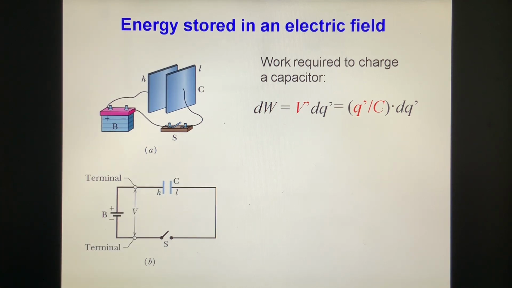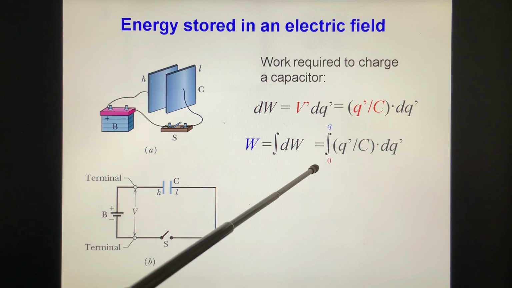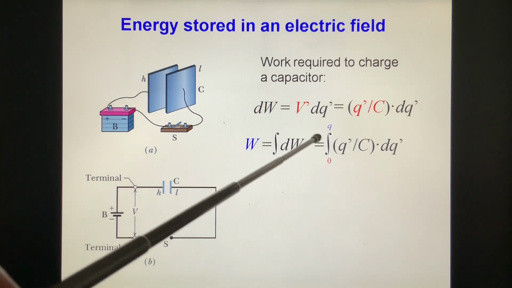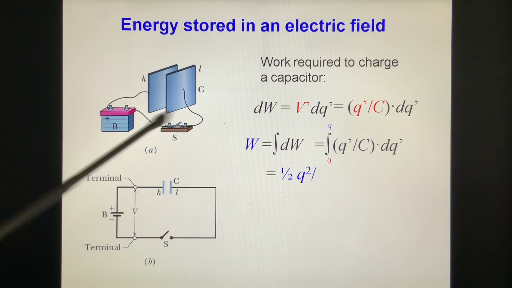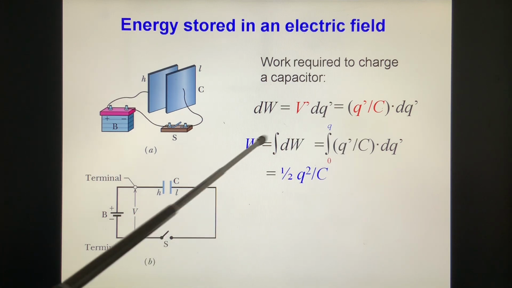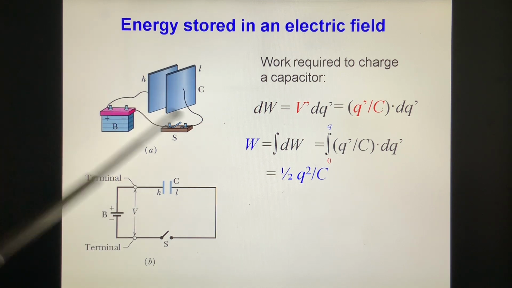And then the total work is the integration of dW. From where to where? The charge from 0 to the total Q. You will see that Q equals VC. And we do the integration, and you get W equal to half Q squared over C. This is the work we need to charge the capacitor.